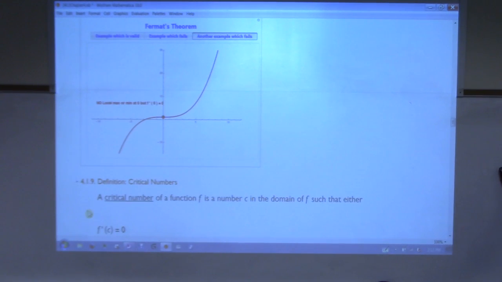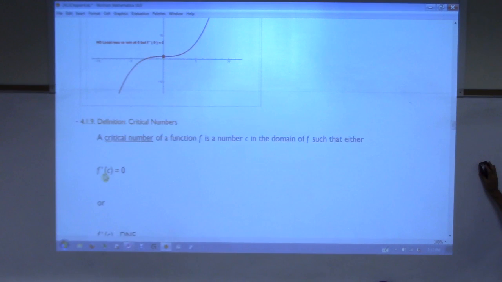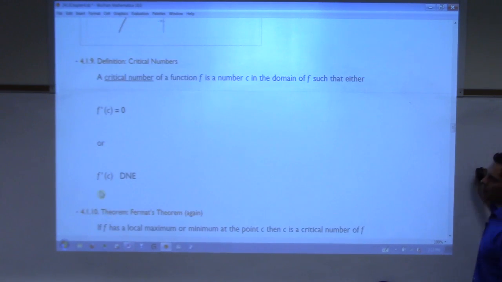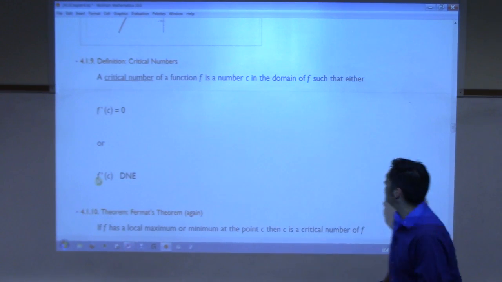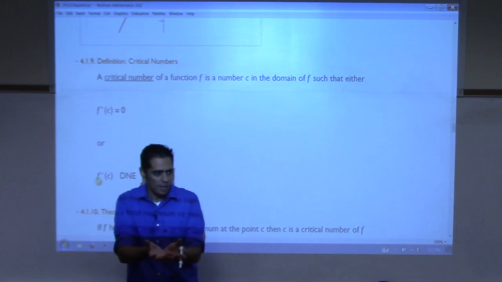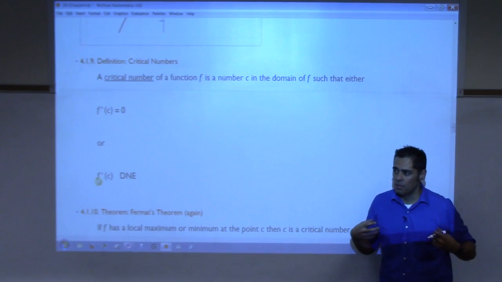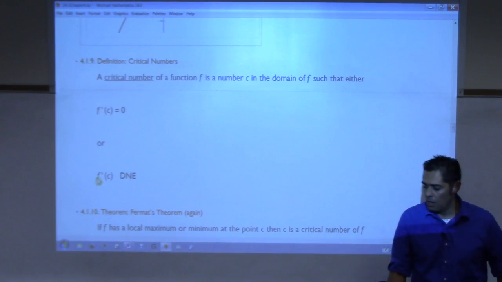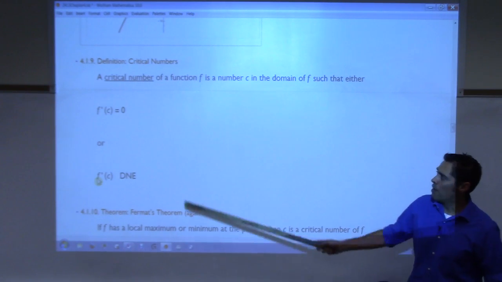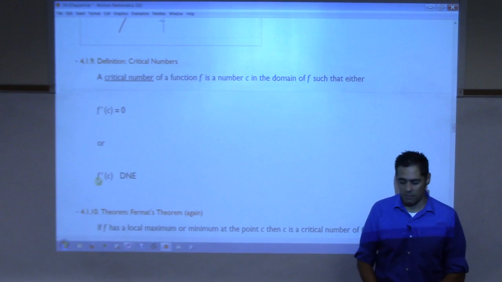All right, so as good as that theorem is, we need another way, because the theorem is helpful because it gets us thinking, but we're going to have a different way to attack these problems. But before we can attack them, we need to define something. What's called a critical number of a function. So if somebody hands you a function, doesn't matter what it is, and asks you to find the critical numbers: the critical numbers of a function are any numbers where the derivative is 0 or where the derivative doesn't exist.